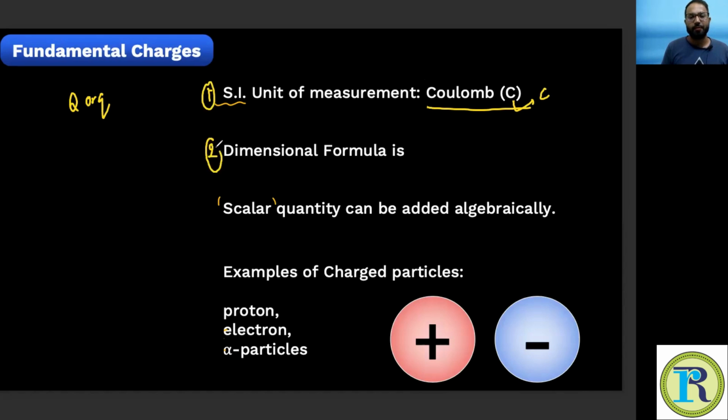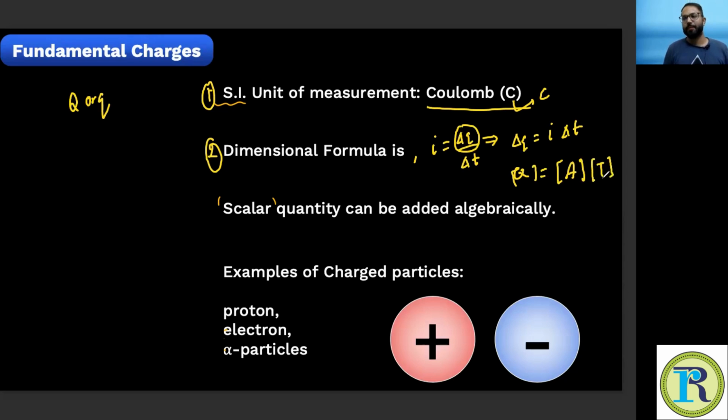Second point is the dimensional formula. If you remember, electric current is the rate of flow of electric charge. From here, we can derive its dimensional formula. We can write delta Q equals I into delta T, so Q equals I into T. The dimension for current is ampere, into time. So this is the dimensional formula, and charge is a scalar quantity.